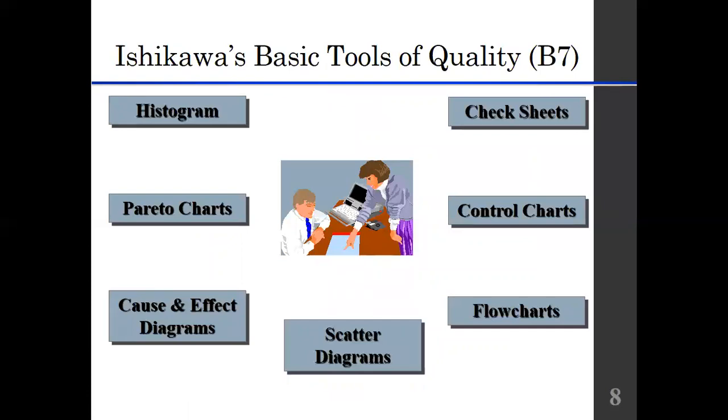So the 7 basic tools, or the Ishikawa 7 basic tools of quality, are flowcharts. Flowcharts are also called process maps. Scatter diagrams, cause and effect diagrams, Pareto charts, histograms, check sheets, and control charts.